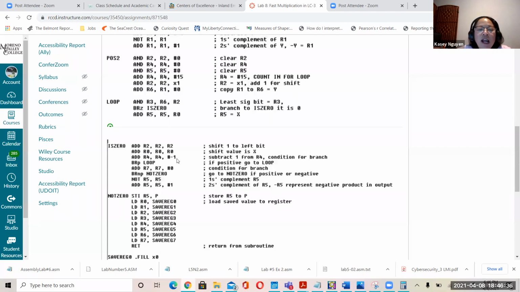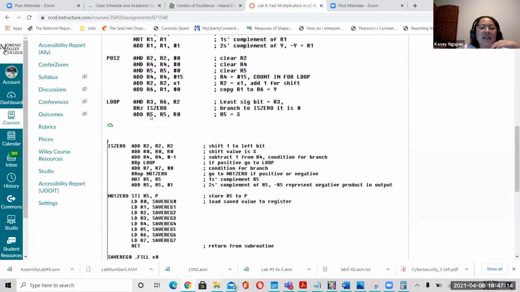Then I would subtract 1 from my count, because now that would be 1 loop as it shifts 1 place. And as long as R4 is positive, if the count is still positive, it's going to come back to loop again, and it's going to redo the same thing for every single bit. If it gets to the 0, it's going to go to the next line, and it's going to apply the condition for the branch, which is for not 0.